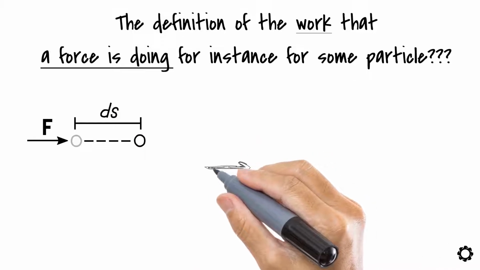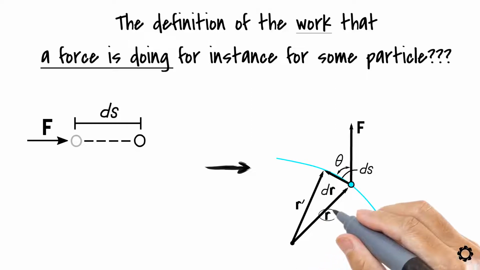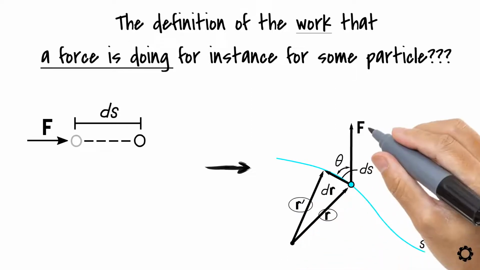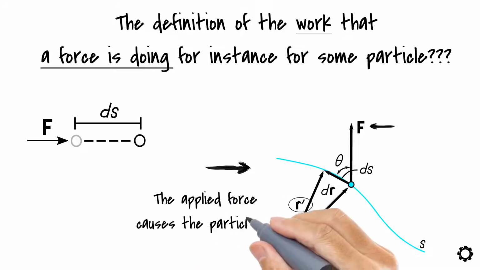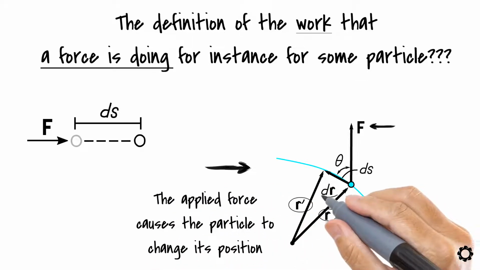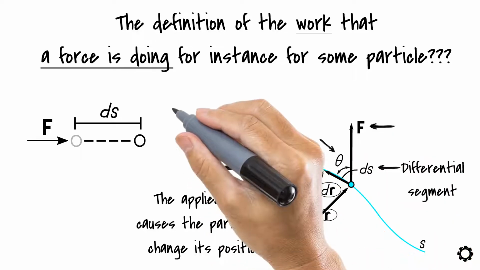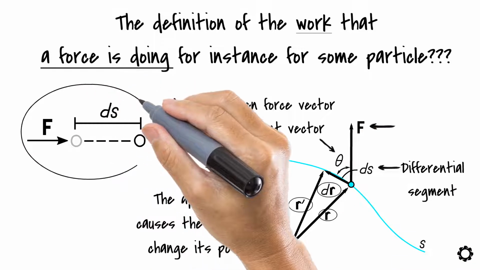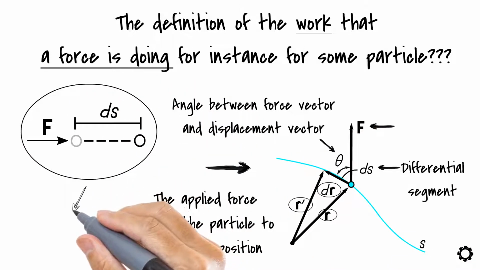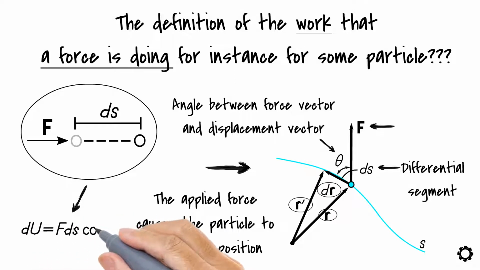Think about the following scenario, in which the particle is moving along the path S from the position r to the new position r' because of the applied force F. Because the applied force causes the particle to change its position, it will have a displacement dr, which also represents the differential segment ds along the path. Now, if angle theta is the angle between the force vector and the displacement vector, we can express the work of the force as a mathematical scalar equation as follows. dU equals F times ds times cos theta.